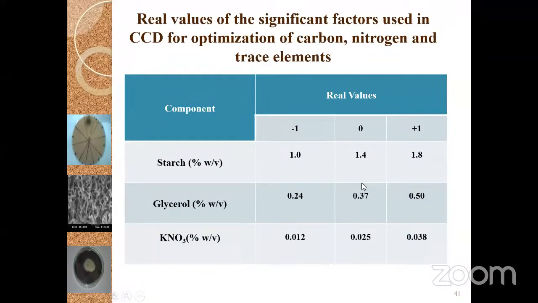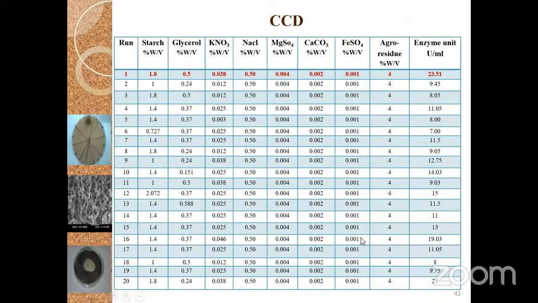With the help of the central composite design, we have carried out the real values, that is the -1 and +1, and the values which we have taken for the further experiment: starch 1.4%, glycerol 0.37%, and KNO3 0.025%. For central composite design, we have chosen the Design Expert software.